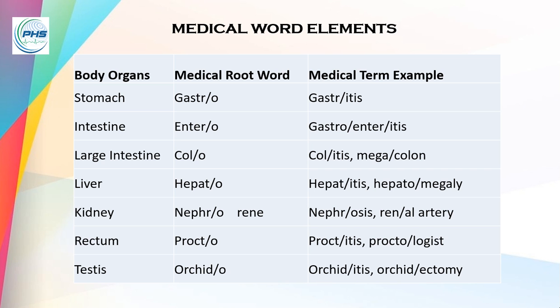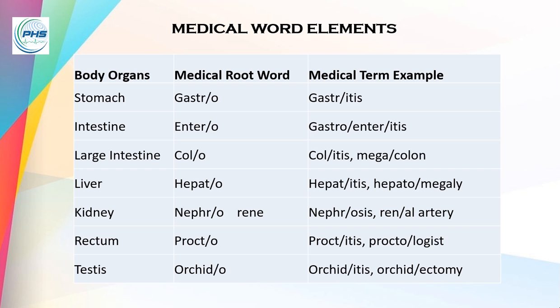Next, body organ liver. The medical root word is hepat. The term examples are hepatitis and hepatomegaly. Hepatitis is inflammation of the liver, irrespective of the cause. Hepatitis is caused by a number of conditions, including drug toxicity, immune diseases, and viruses.